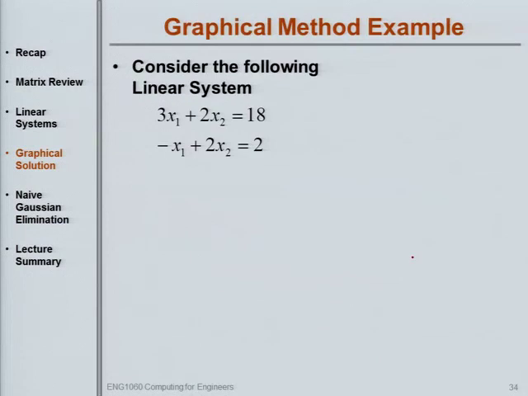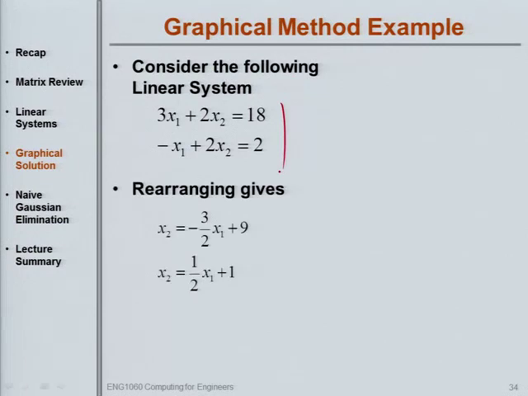Okay, so let's have a look at an example of how we might use the graphical method for just a 2x2 matrix. Let's say we've got these two equations here. 3x1 plus 2x2 equals 18, and minus x1 plus 2x2 is equal to 2. Now you can rearrange both of these so that we can solve them in terms of x2. So the first equation becomes x2 is equal to minus 3 halves x1 plus 9. The second equation becomes x2 is equal to 1 half x1 plus 1. You're just making x2 the subject of the formula in both cases.